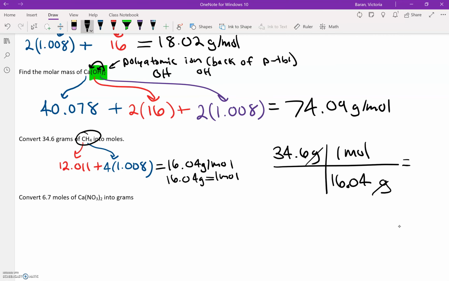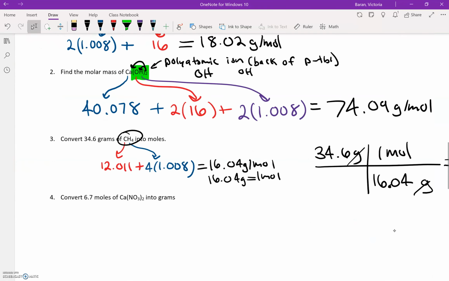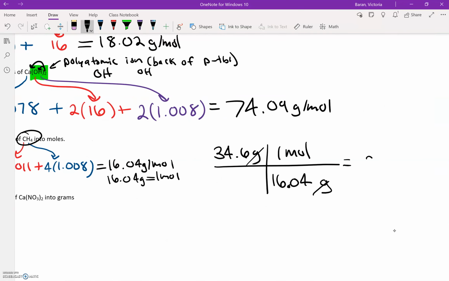Grams will cancel. So now what I'm going to do is the 34.6 times 1, which will be 34.6, divided by the bottom, which is just 16.04. So 2.16, I'm going to round, 2.16 moles would be my final answer.